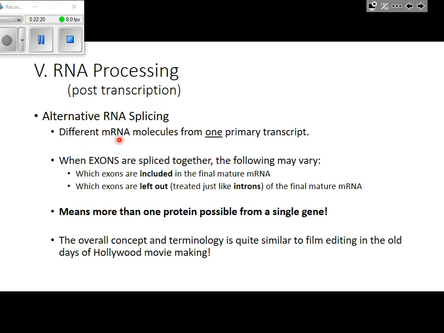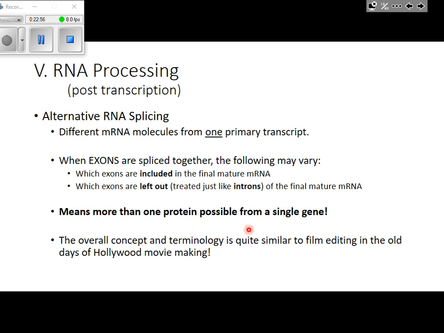It means different final messenger RNAs can be made from one primary transcript. In other words, different mature RNAs can be made from one pre-mRNA. When the exons are spliced together, there are some things that can vary. So which exons are included, because they don't always have to all be included, and which exons are left out. I'll show you what that means in just a minute. That can vary from cell to cell.